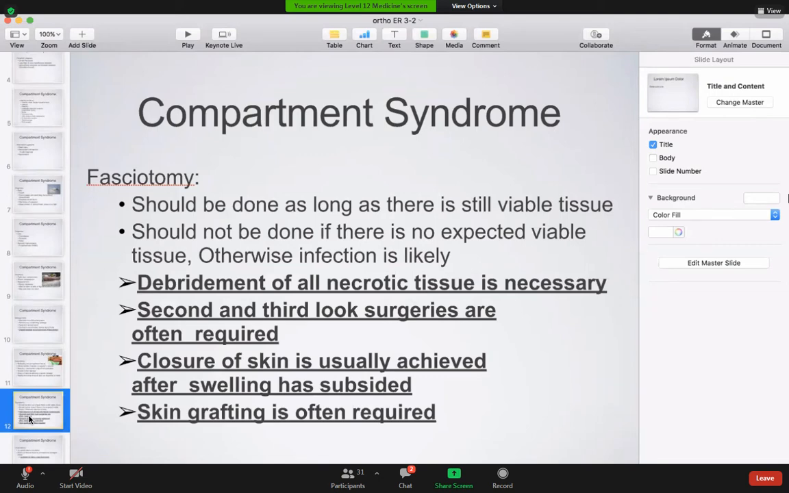So when do you do fasciotomy? You should do this as long as there is still viable tissue. It should not be done if there is no expected viable tissue, otherwise infection is very likely. Once you do the fasciotomy, you should debride all the necrotic tissues. Second and third look surgeries are often required to make sure that the patient is not developing any necrotic tissues and infection. Closure of skin is usually achieved after swelling has subsided, and most of the time you need to apply a skin graft, just like the picture here.